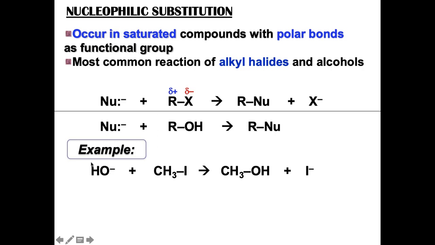Our nucleophile in this example is OH-, and the carbon site is the electrophilic carbon. So this substitution is called nucleophilic substitution because the nucleophile will substitute I. So it will give an alcohol, and the byproduct is I-, the anion.